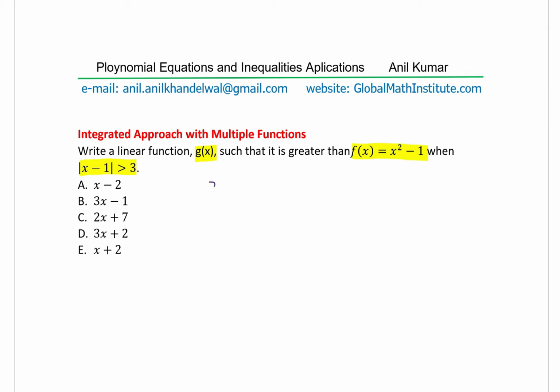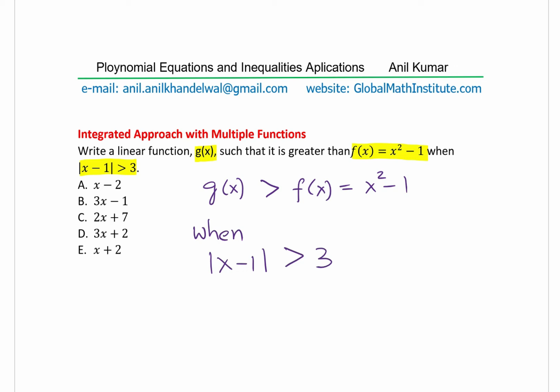We need to find g of x, which is given to us as linear, so that it is greater than f of x equals x squared minus 1, and the condition when we also have absolute value of x minus 1 greater than 3. So we have to meet both the conditions. Perfect. Now let's look into these functions individually before jumping into the solution.